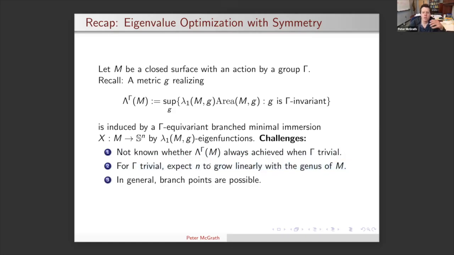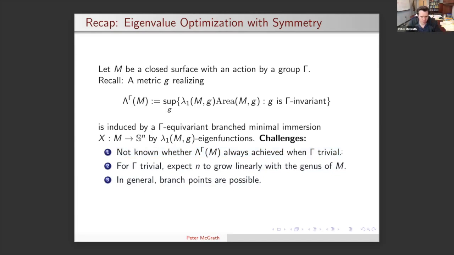other main challenges. One of which is that controlling the codimension, the dimension of the first eigenspace, is in general a problem, because in general one expects the dimension of the first eigenspace to actually grow linearly with the genus of the manifold. And furthermore, it's possible that one doesn't actually get nice embeddings. One could truly get immersions or branched immersions. And so there are simple examples that demonstrate that both of these things actually happen, even when one can prove that the supremal eigenvalue is actually achieved.